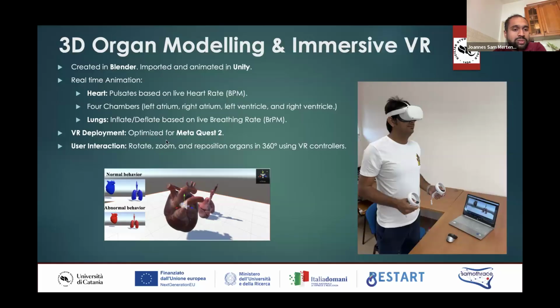And we use the MetaQuest 2 device, like I said. What the user can do is use the VR controllers, and the user can navigate or position the organs. So the user in the immersive environment can go near the heart organ, have a different view, position it, zoom, reposition those organs. So it's as if you are inside the human body, navigating inside the human body and having a view at your own heart organ or the lungs organ.